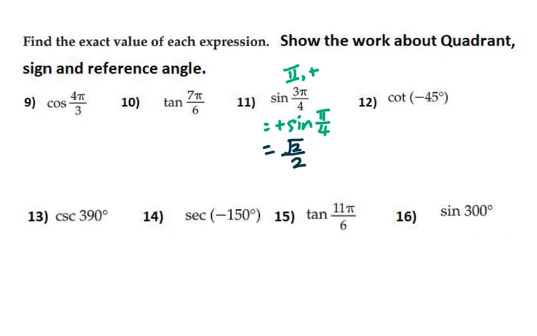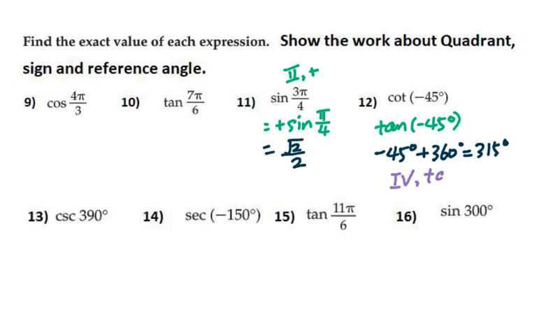For number 12, we will work on tangent negative 45 degrees first. So negative 45 degrees, I add 360. You will get 315 degree. And we know that reference angle is 45 and a quadrant is a fourth quadrant for tangent.